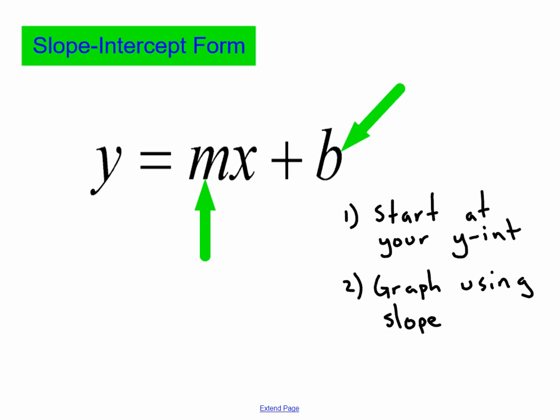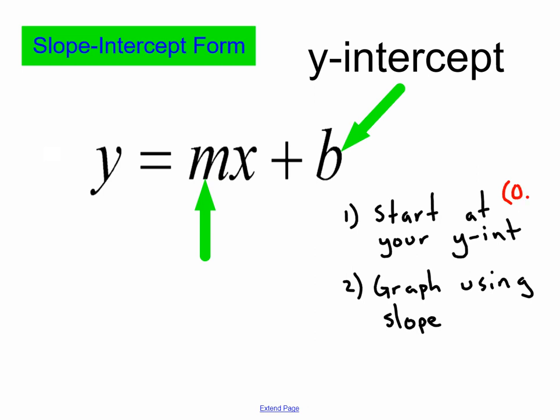In order to graph an equation that is in slope-intercept form, you need to follow two steps. First of all, you need to start at your y-intercept. Your y-intercept is your b value, which is right here. Sometimes you will see a y-intercept written in the form of 0, comma, whatever that y value is.